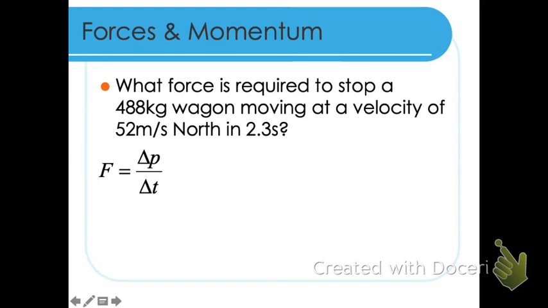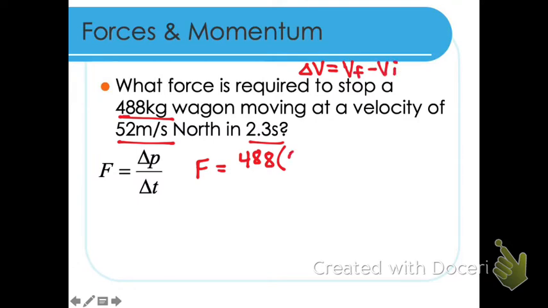Okay. What force is required to stop a 488 kilogram wagon that moves at a velocity of 52 meters per second north in 2.3 seconds? So this is applying a force for 2.3 seconds to make this object come to a stop. Okay, it's moving north. We're applying a force over that time to get it to come to a stop. Okay, so that means I've got mass, I've got velocity, and I've got time. So if I'm looking for the force that needs to be applied, I'm going to take the mass times the change in velocity. So if I'm saying it's a change in velocity, what is delta V always equal to? Right, velocity final minus velocity initial.